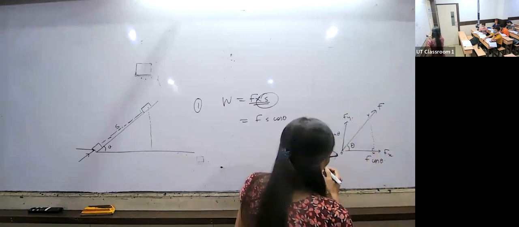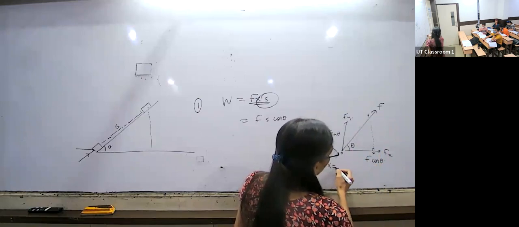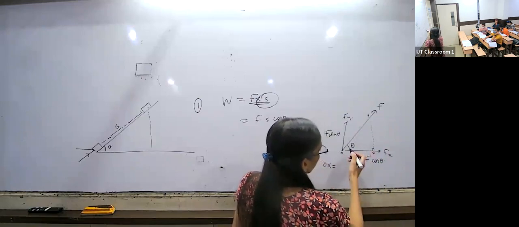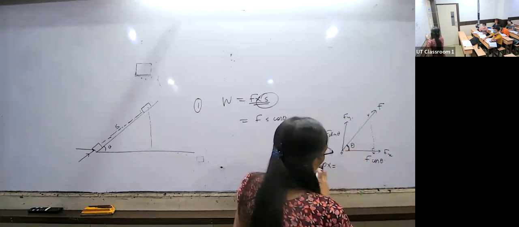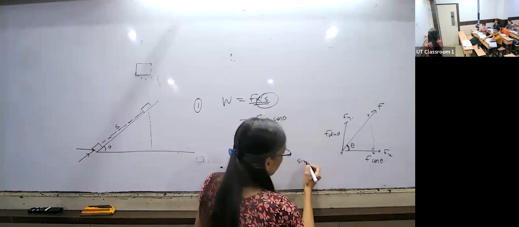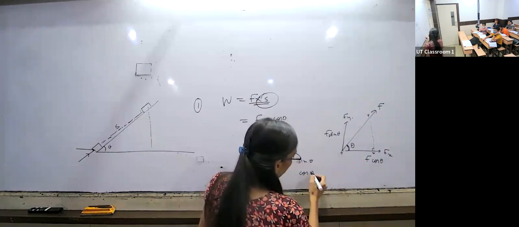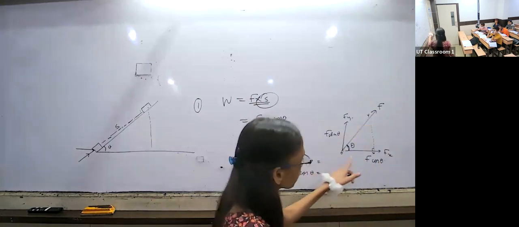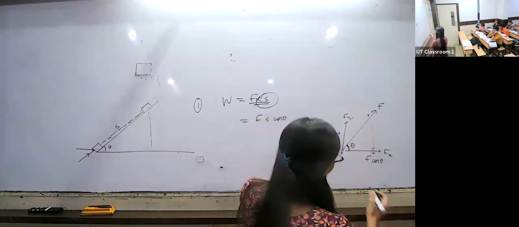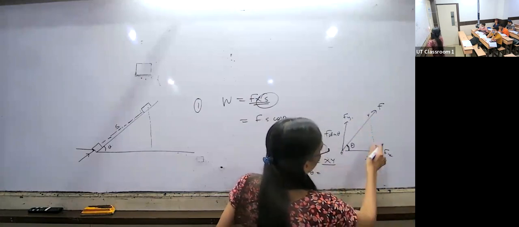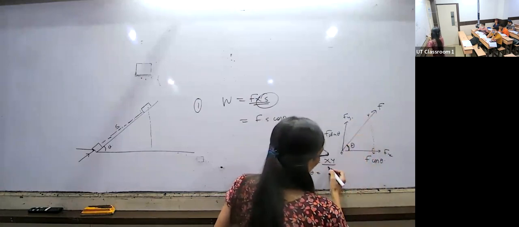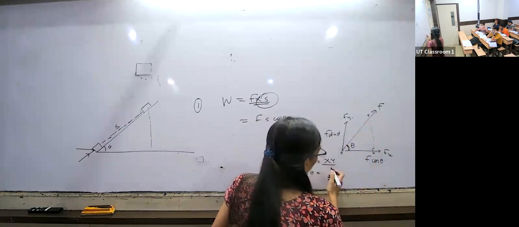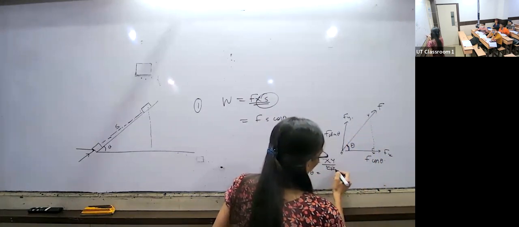Trying to find OX. So OX is what? This is theta. Let's find sine theta and cos theta. In this particular diagram, what is sine theta? Sine theta kya hota hai? Theta ke opposite wala, which is xy. xy upon what is my hypotenuse? OY. I will just write hypotenuse, okay?